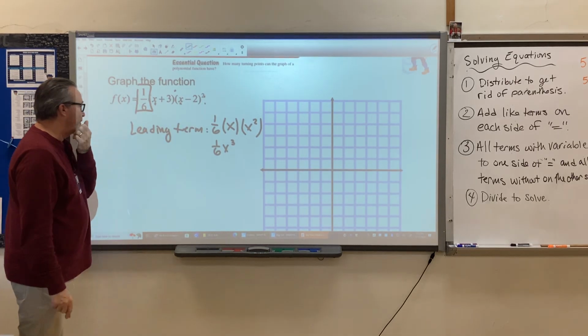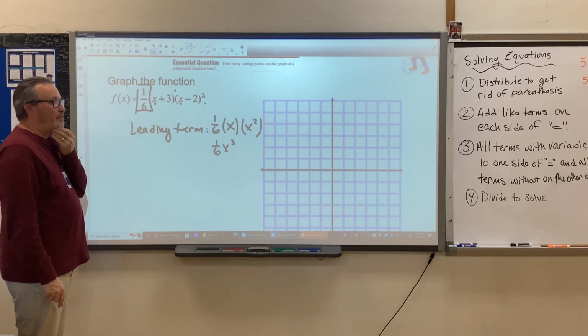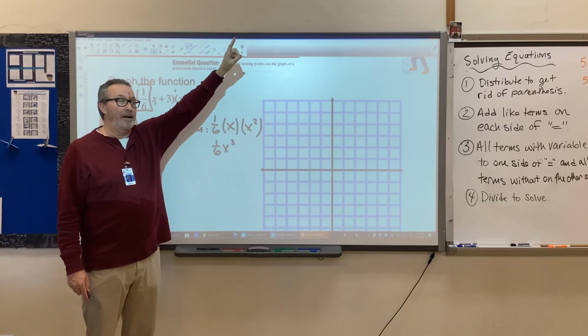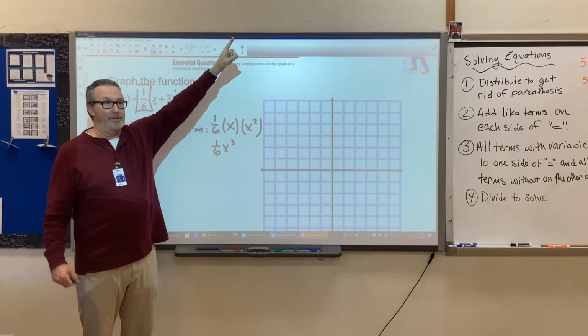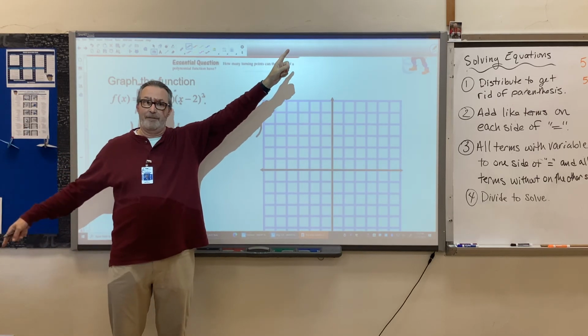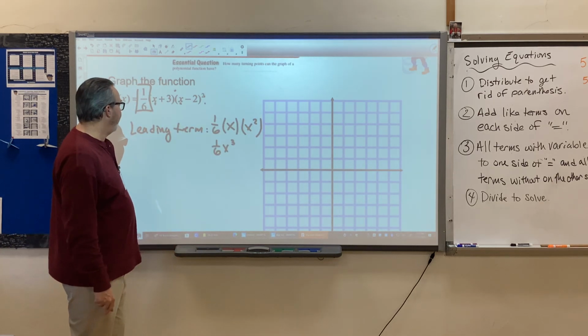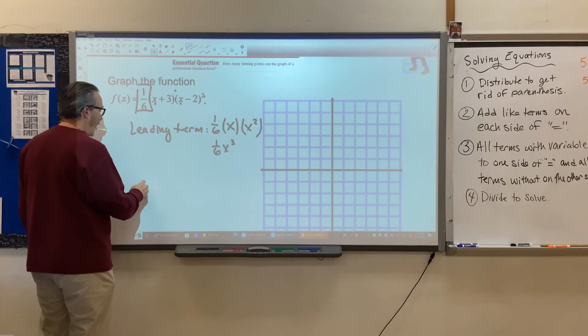Okay? So we know some things about it. We know that it goes up on the right side. What does it do on the left side? It goes down on the left side, right? How about the y-intercept?